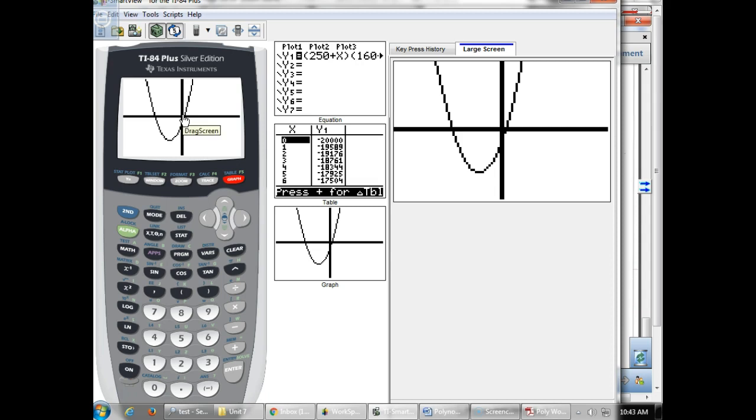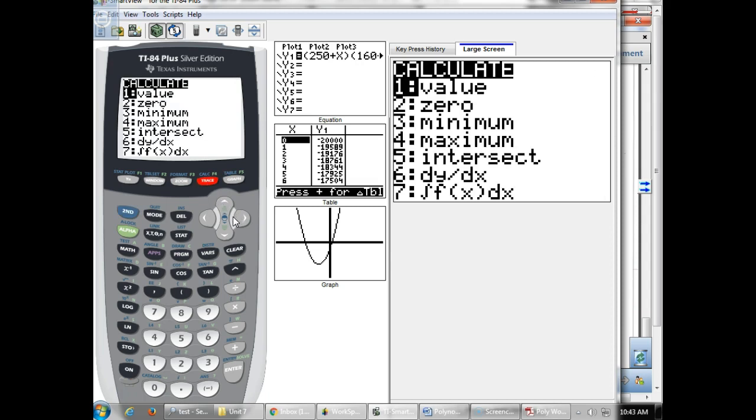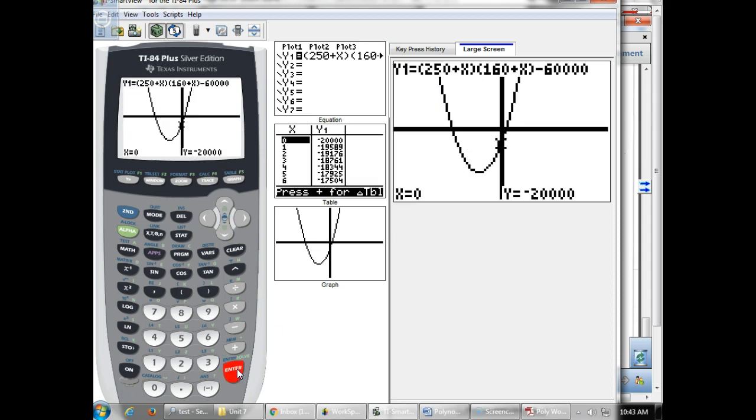Now, we took care of the 1.5 in the setup of the function because we set the function equal to 60,000, so we had already multiplied by the 1.5. All we want is that location right there. So just do second, calculate, and we're going to find our point of intersection. I'm going to do 0 for the left bound, and then maybe 100 for the right bound. That'll work because it's to the right of the x-intercept.